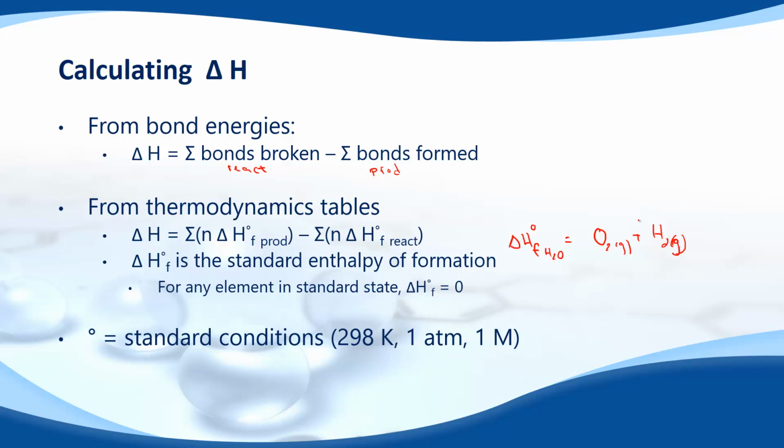molar. Okay, so all you do is you do enthalpy of formation for all the products times their coefficient in the reaction. So N in this case is the coefficient from the balanced equation. So you do that for the products, you add them up, then you do it for all the reactants, you add them up, and then it's products minus reactants.